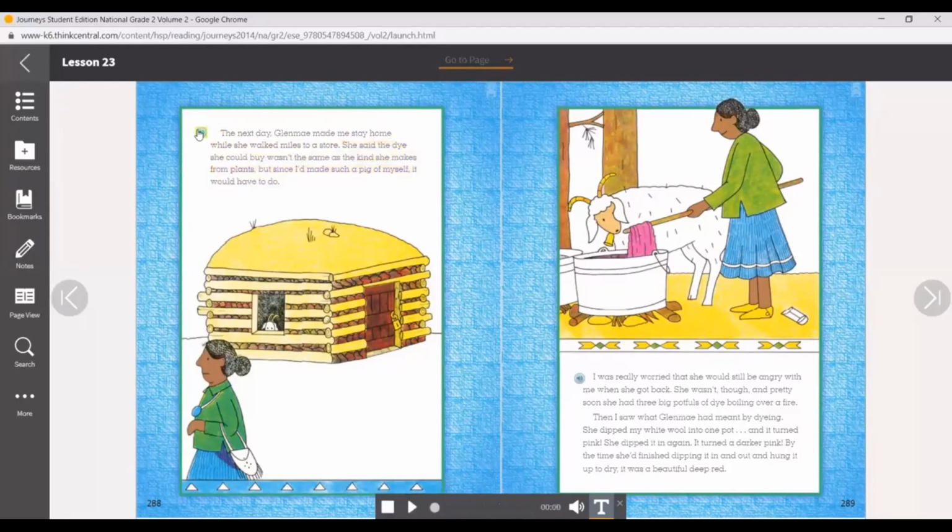Boys and girls, there's an example of problem and solution on this page. Can you think of what that is? Well, the problem is that Geraldine ate the plants for the dye. So now Glen May has no dye. She solves her problem by going to the store to buy new dyes.